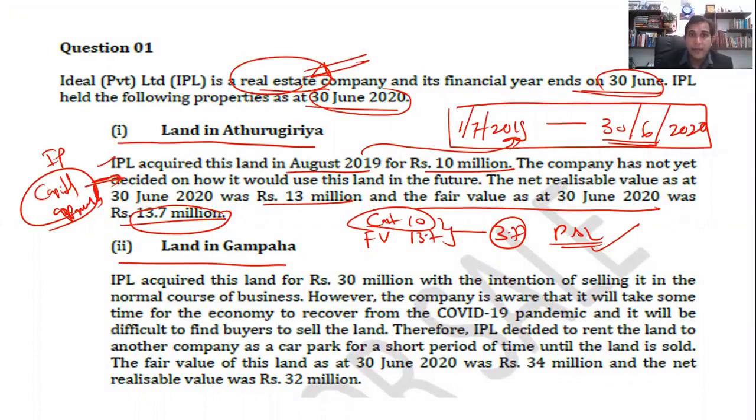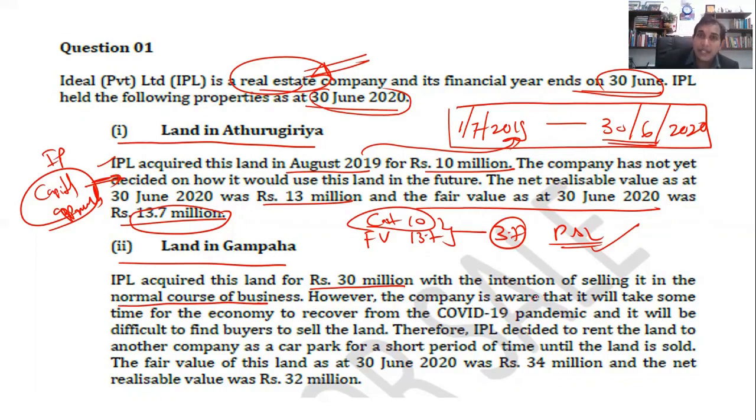Read this quickly. IPL acquired this land for 30 million with the intention of selling it in the normal course of business. Then no doubt this is inventory, right? Normal course of business, because this is a real estate company. So this land has been purchased with the intention of selling it again. So normal course of business, that's inventory.